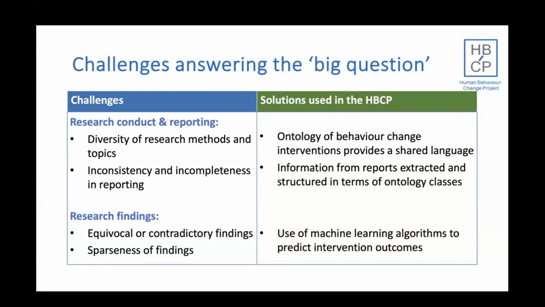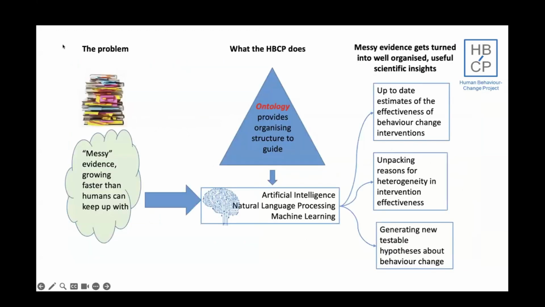And so what we do is extract information from reports of intervention evaluations and structure them in terms of the ontology classes. Now, I'll show you a kind of bird's eye view of the ontology we developed for this purpose. And then with the research findings, we then can use artificial intelligence and algorithms to predict outcomes.